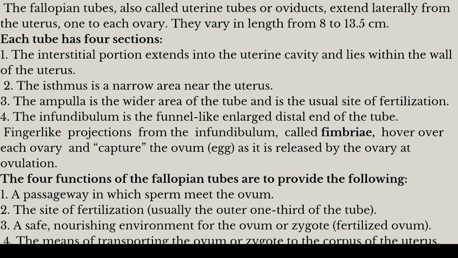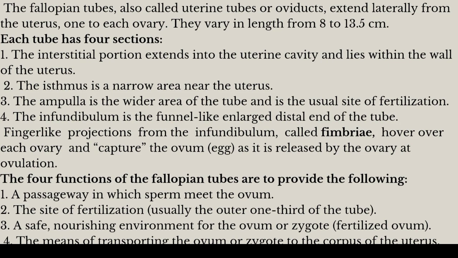Finger-like projections from the infundibulum called fimbriae hover over each ovary and capture the ovum or egg as it is released by the ovary at ovulation. So, the four functions of the fallopian tubes are to provide the following. Number one, a passageway in which sperm meet the ovum.